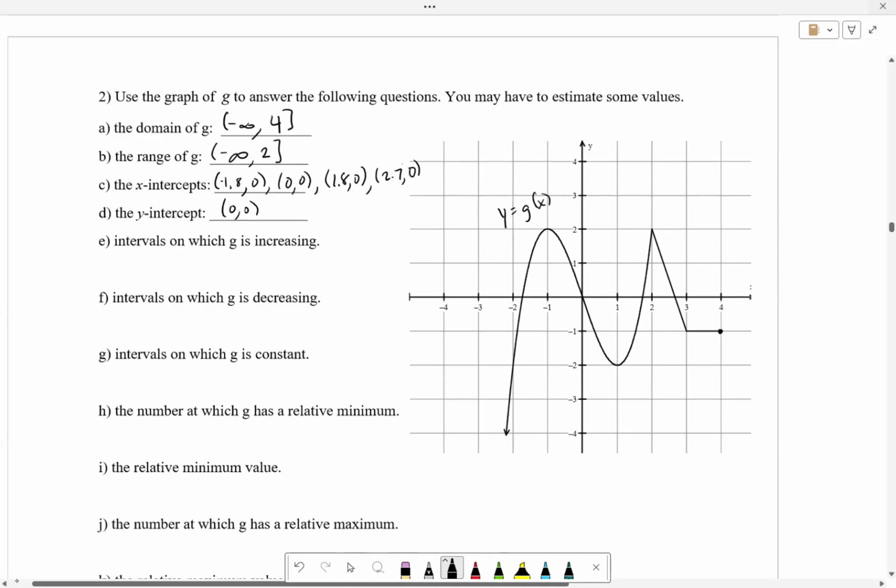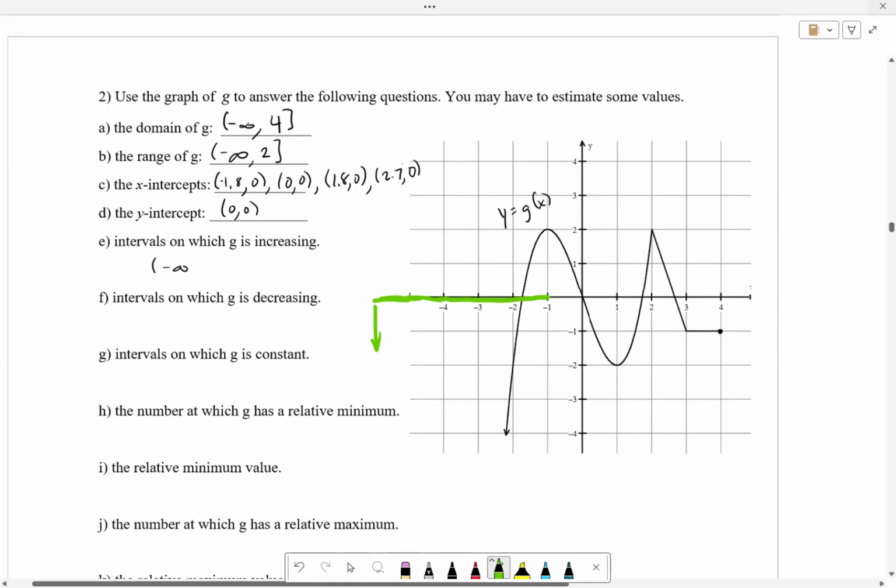Intervals on which g is increasing. Now, this is important. We start from left to right. We're talking about the x values. So it is increasing from negative infinity, and I'm looking at these x values. Down here, you can see this function is still going down forever. So it's increasing from negative infinity up until negative 1. Take a look at the y value when x equals negative 1.